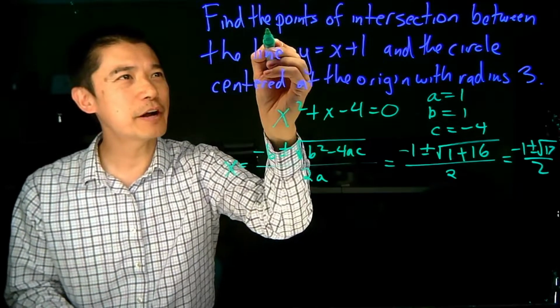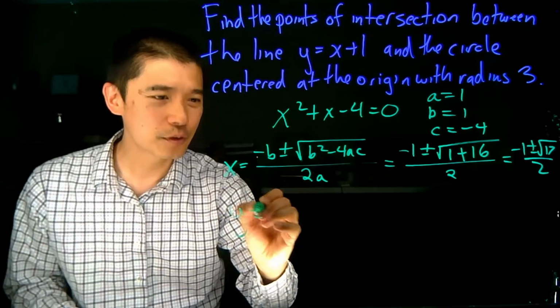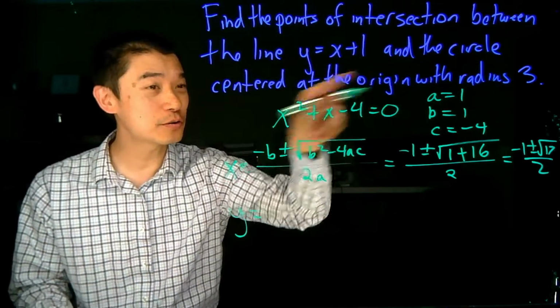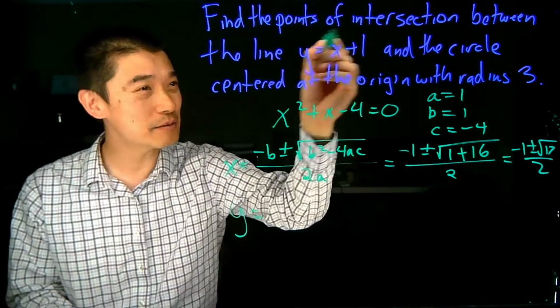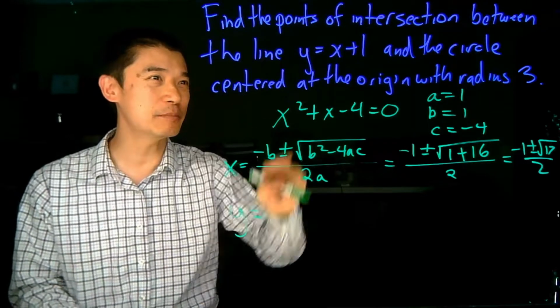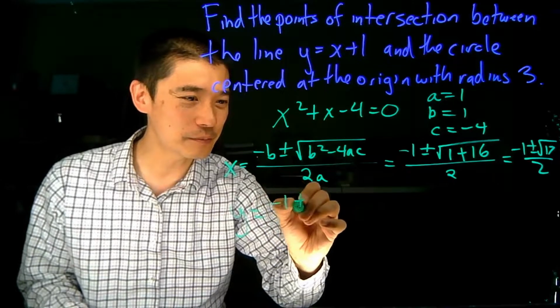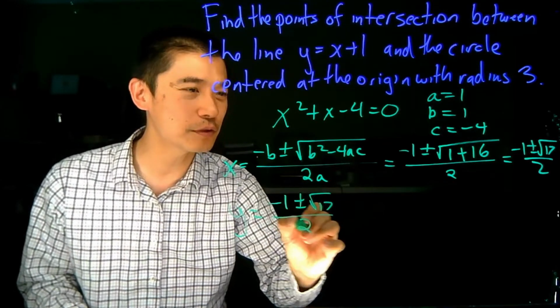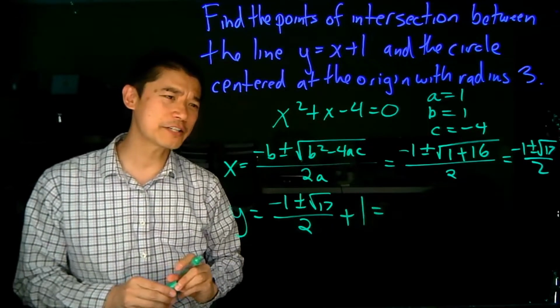However, we are trying to find the points of intersection, which means we also need to find the y coordinates. Now we have a couple options. We could go to the circle formula and plug into that. It turns out to be super messy, but instead it makes much more sense to use this formula right here because it's already of the form y equals something. So y equals x plus 1, which is negative 1 plus or minus the square root of 17 over 2, plus 1. We have a little bit of fraction arithmetic to do here.